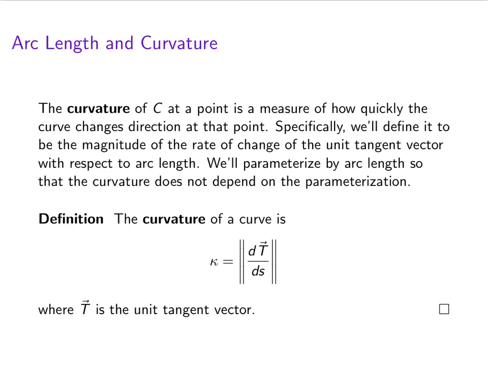Let's make a definition to say that the curvature of a curve is the magnitude of dT by ds. T is the unit tangent vector, and here we're differentiating with respect to arc length. We're going to use the Greek letter kappa for curvature. That's not a K, that's a kappa. That's just a traditional thing that mathematicians use to represent curvature. It looks like a sort of a very short capital K in a way.